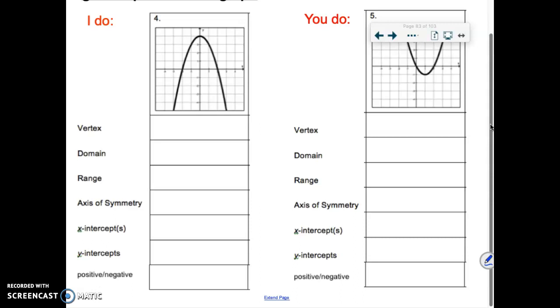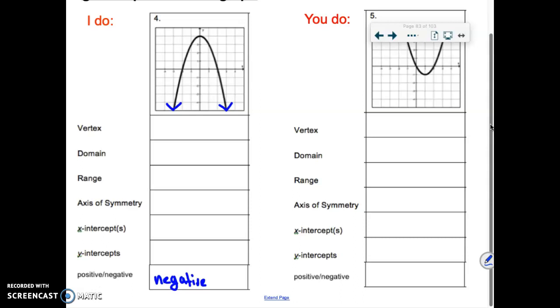I'm going to start all the way down at the bottom, positive or negative, because that's going to help me with a few other things as well. Now, if I do this example, and I'm looking at the graph that it's giving me, the parabola of a quadratic function, I'm going to notice one thing right away, that these endpoints of the parabola are going down. Because they're going down, that means my function is negative.